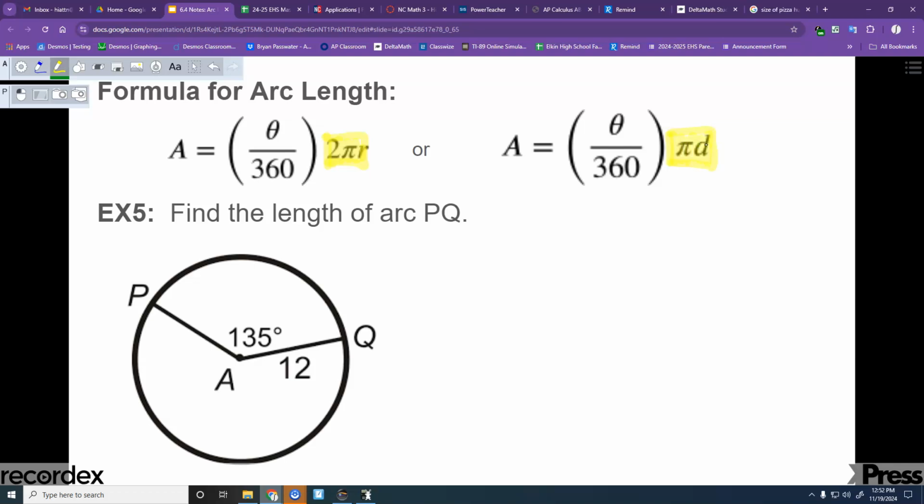So when we're talking about an arc length, we're not talking about the entire slice of pie. It's just like looking at the crust of the pie. So we're looking at the length of arc PQ. And this is just a fraction of the circumference. So if I was doing this problem that's given here on number 5, and I'm looking for the arc length PQ, I would use my central angle, which is 135 over 360. So that's the fraction of the circle that we're looking at.